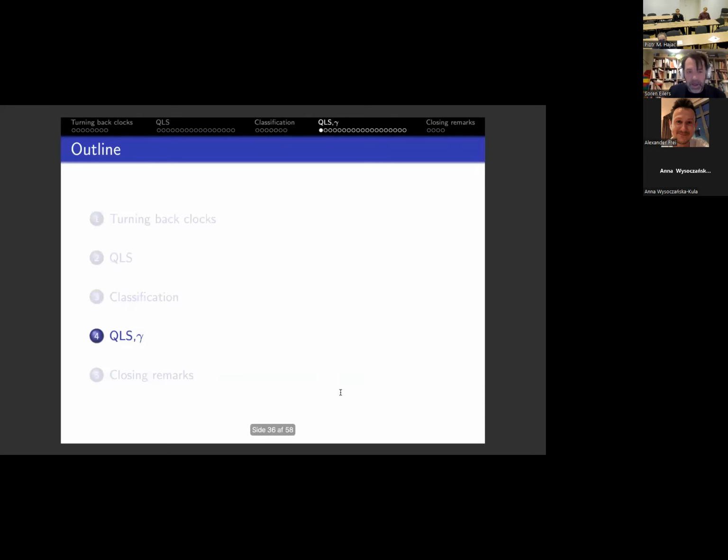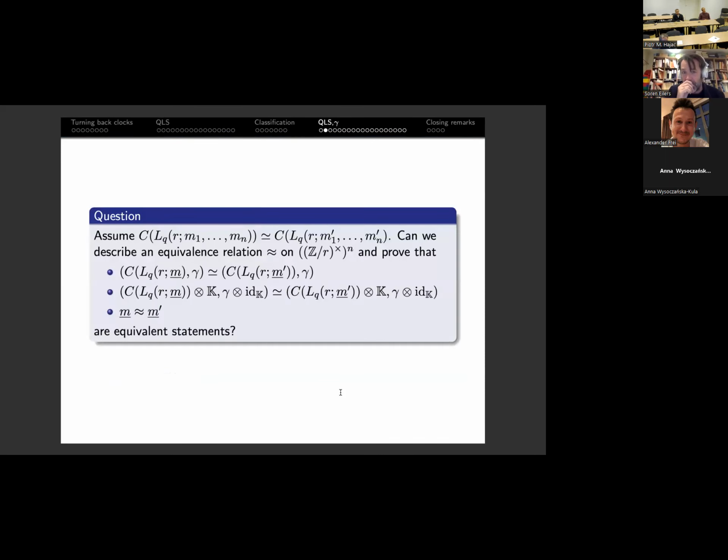Okay, now, so this really is the conclusion of the direct classification problem. And so this is the old stuff. Now I'm getting to the new stuff, which is joint with Sophia. And now we're discussing when two quantum lens spaces are isomorphic in a circle action preserving way. So that's what I mean by equivariant, as in the title.